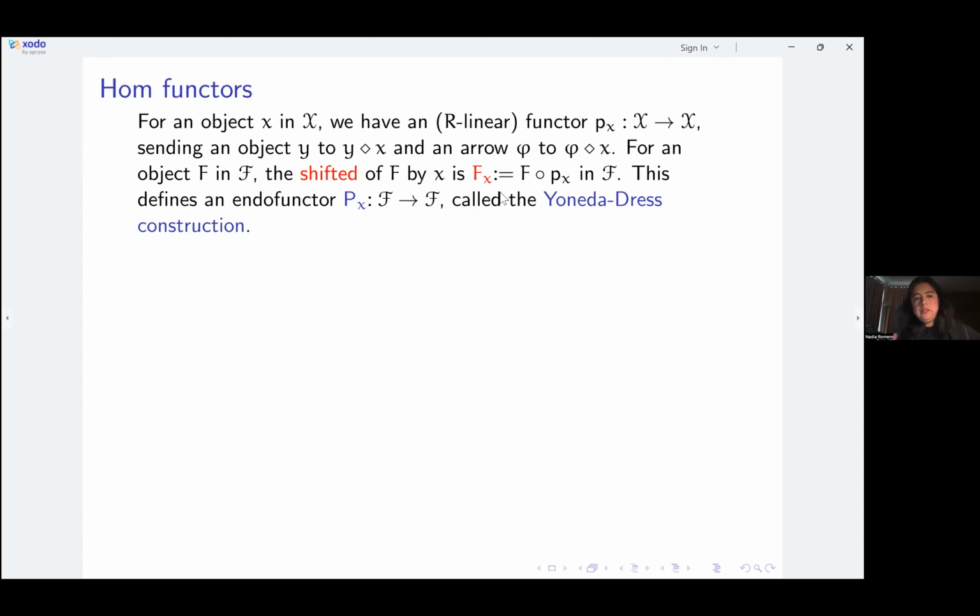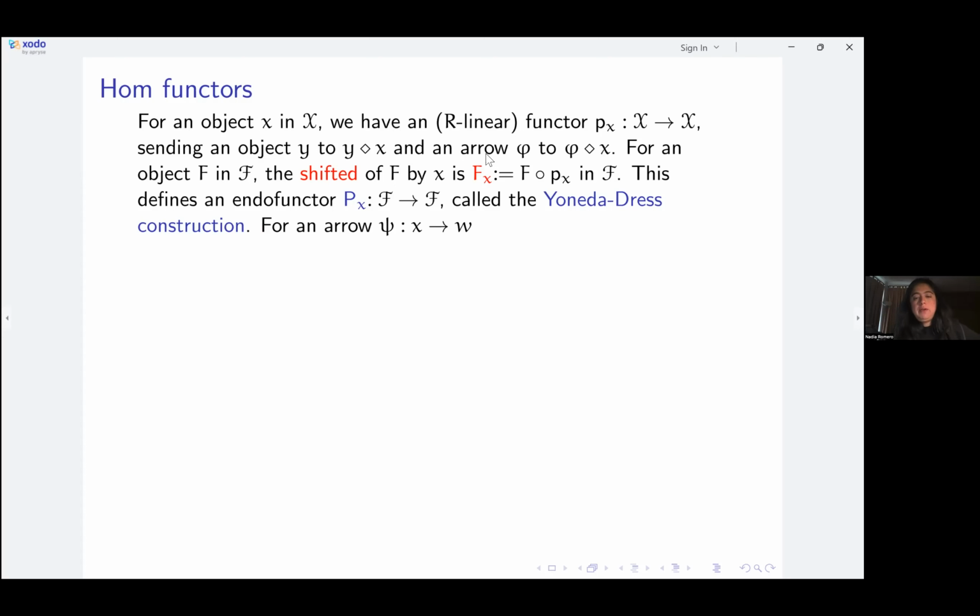This construction actually defines an endofunctor in the category F. It is defined on objects like this, and we can define it on arrows in an obvious way. We call this construction the Yoneda-adjacent construction, or just simply the shifted of F.